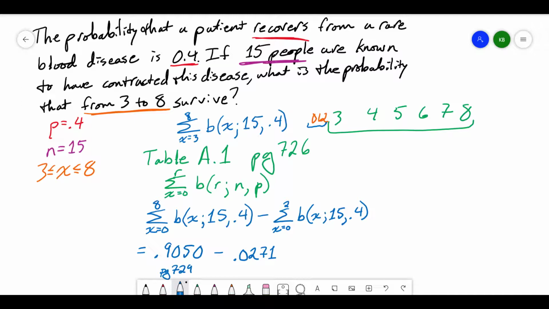So now all that's left for me to do is this subtraction, and when I do, I find that I have 0.8779 as my probability. So this equals my sum from x equals 3 to 8 of my binomial probability distribution values, when 15 was my n and 0.4 was my p. So that means that there is an 87.79% probability that 3 to 8 of the patients survive.